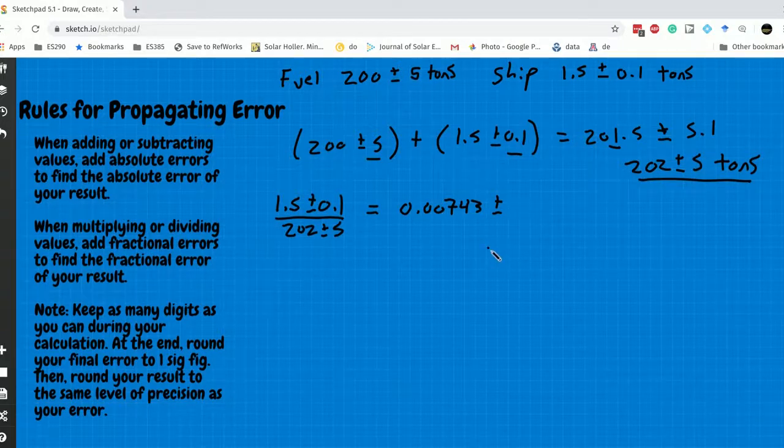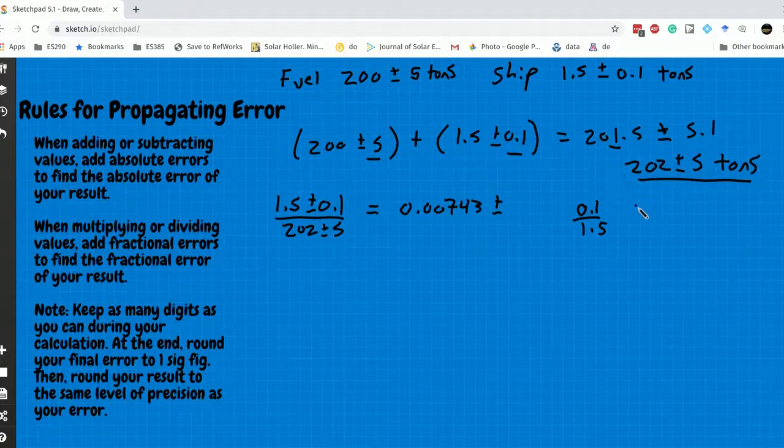Okay, and when we're doing multiplication and division, we find our errors a little bit differently than we do when we're doing addition and subtraction. Instead of adding the absolute errors, we add our fractional errors. Now, fractional errors are a little bit different than absolute errors because they express error as a fraction of the number that they're describing. So to find the fractional error of the empty ship, we take the absolute error, which is 0.1, and we divide that by the ship's weight, which is 1.5.